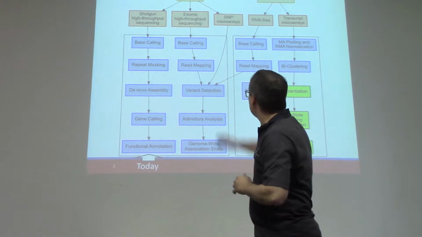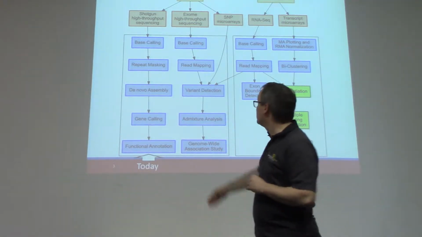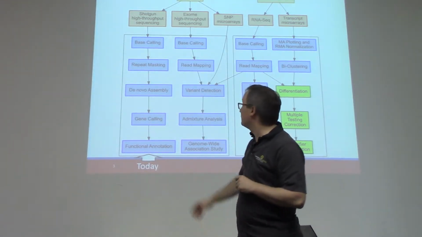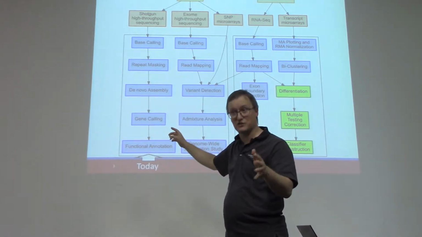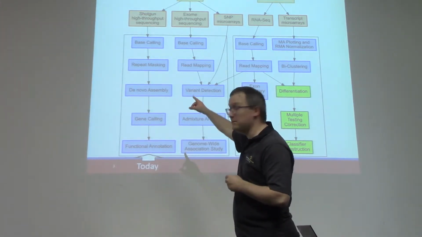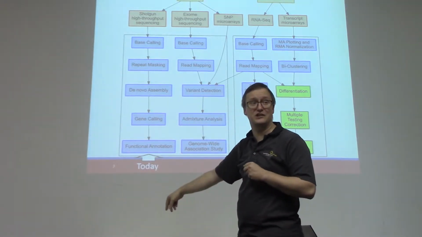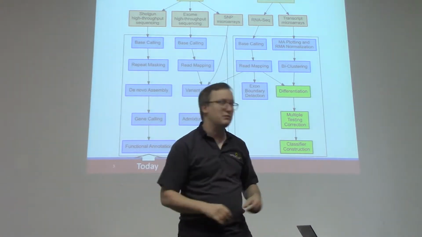All right, so we started our way down this second path yesterday. Today we're moving to the left. We're going to be talking about something that started at shotgun high throughput sequencing, moved through base calling, which operated just the same way we did yesterday with Fred, etc., repeat masking, de novo assembly, gene calling, and functional annotation. Those are kind of the different stops, the functions that we're going to be stepping through today.